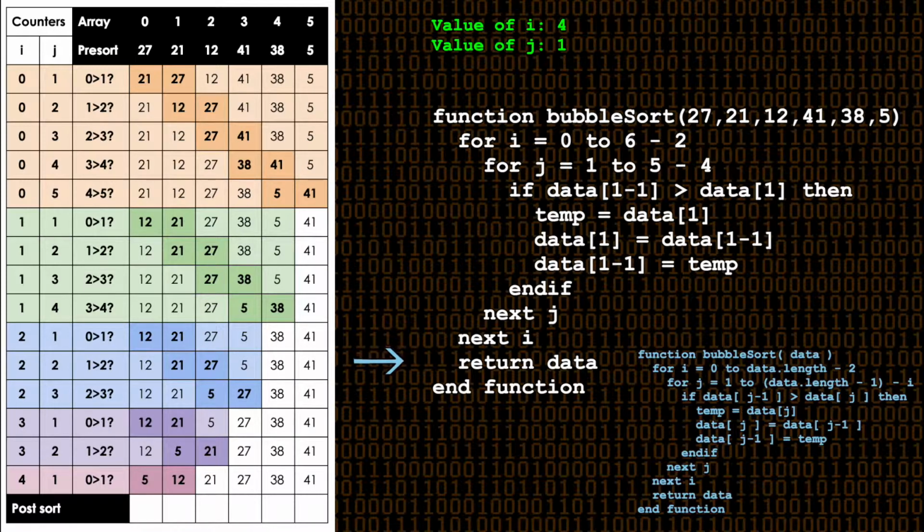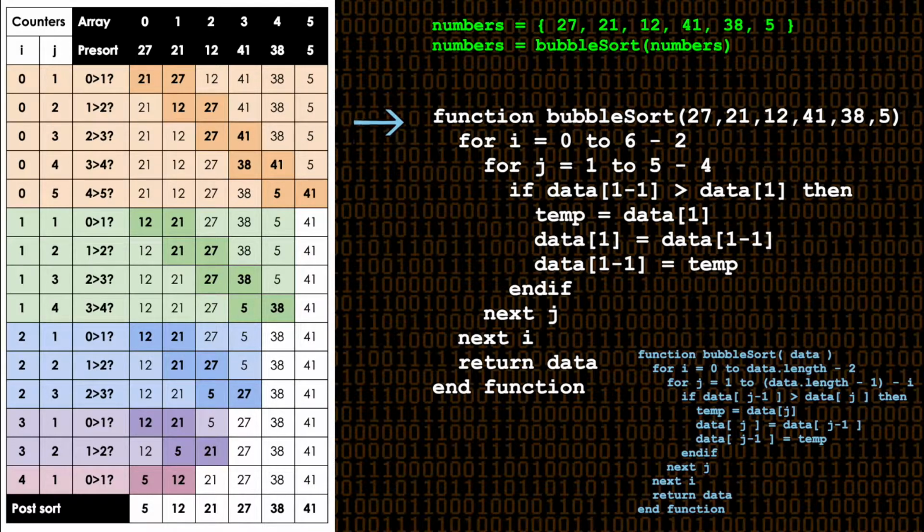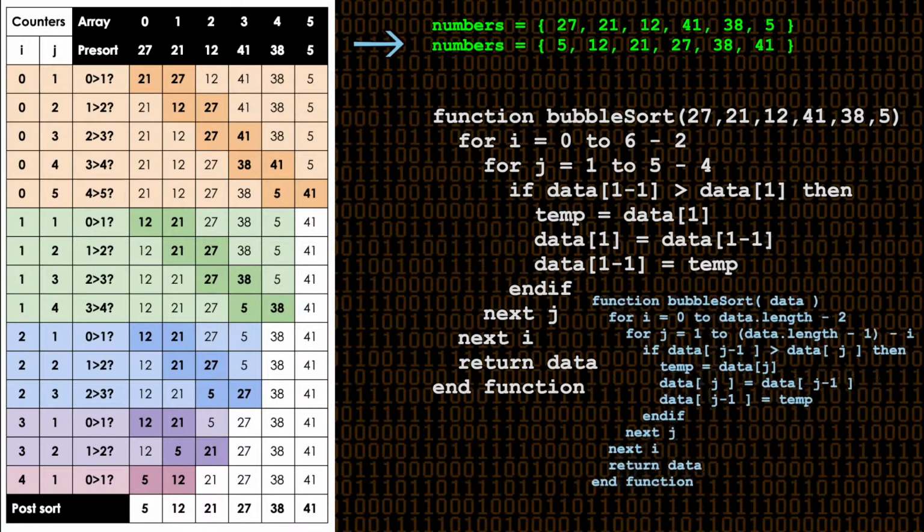End that for loop. The next line under next i is return data, which means the data gets returned back to the original code. Now the data should be the sorted value of the array. So the sorted array should go back to the main code, making numbers equal the sorted array. If we were to run this, by the end of the code, numbers would equal the array, but in the correct order, which would be 5, 12, 21, 27, 38, 41.